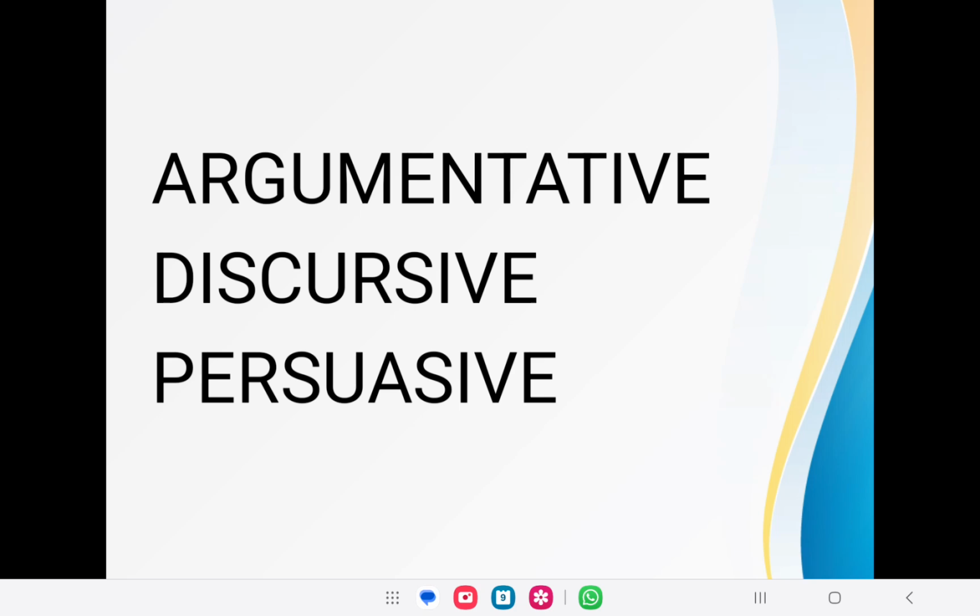Next is persuasive. Persuasive means that you are going to convince someone. You are going to persuade someone that they should do what you are telling them to do. So why should someone do that? You'll have to convince them, and tell them that whatever you are telling them is the correct approach, and they should go with that. So the first term that you all must know is the nature of directed writing task: it is going to be argumentative, discursive, and persuasive.